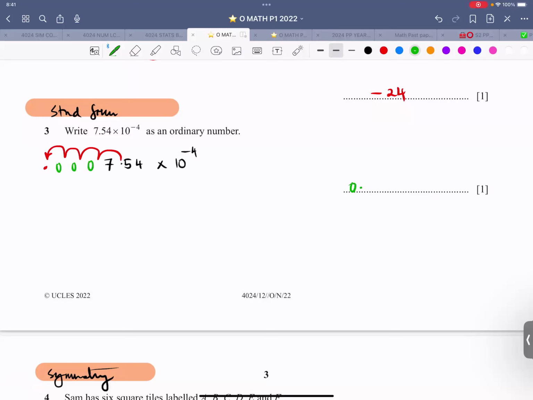So this becomes 0.000754. That's an ordinary number. This was written in standard form, and we converted it into an ordinary number.